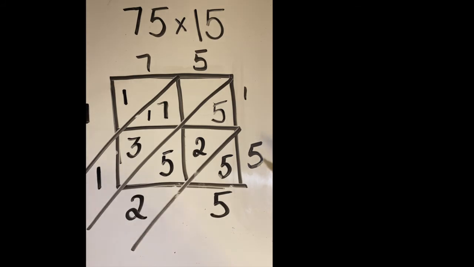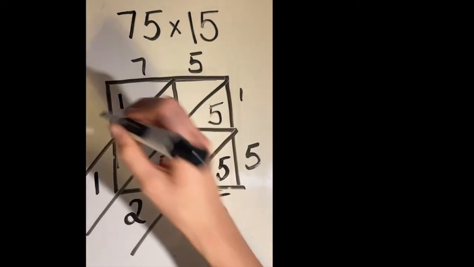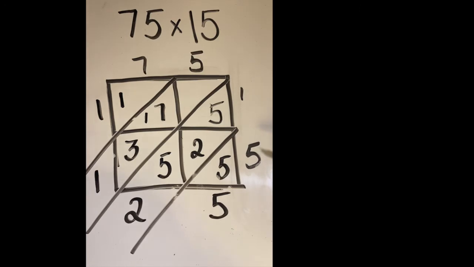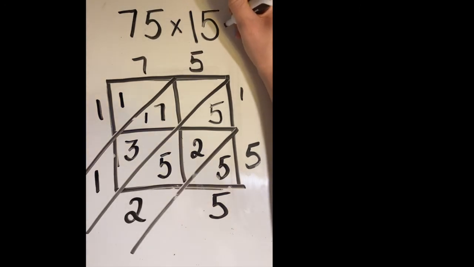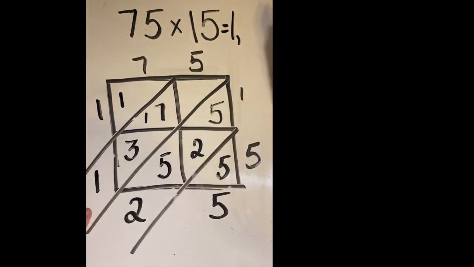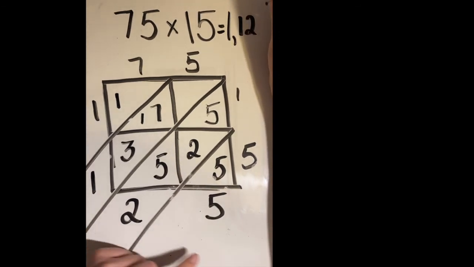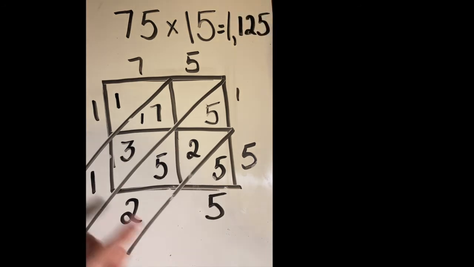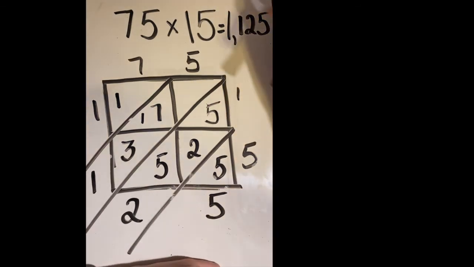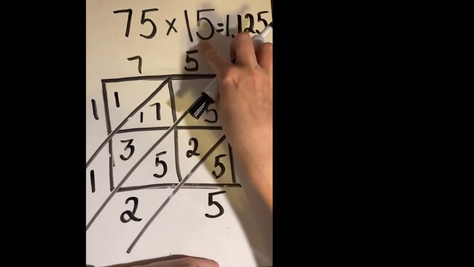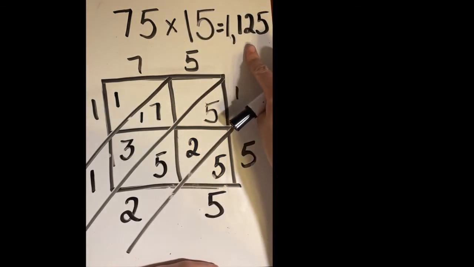So our answer, again, our product, move this one over so you guys can see it. Our product is 1,125. Okay, so we added up all of our numbers together, our partial products, to get our final product of 1,125. So the answer to 75 times 15 is 1,125.